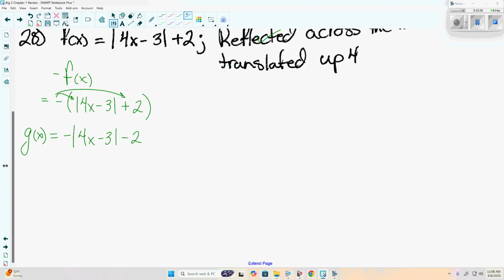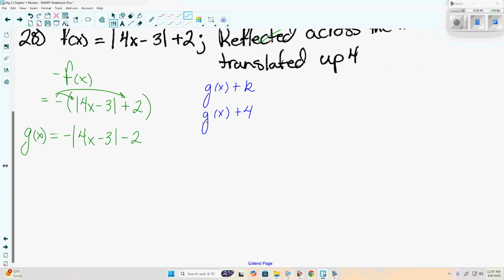Now our translation up 4, again, we're going to go with our vertical translation form, which is normally f of x plus k. But since we're not applying it to f of x anymore, we're applying it to g of x, the one we just did this to. We get g of x plus k, where k is the amount we move it up or down. Now, since it's going up 4, the value of k is positive 4. If it was going down 4, the value of k would be negative 4.